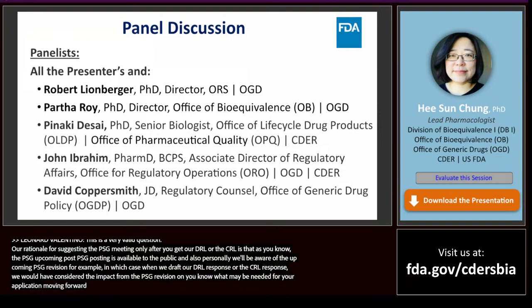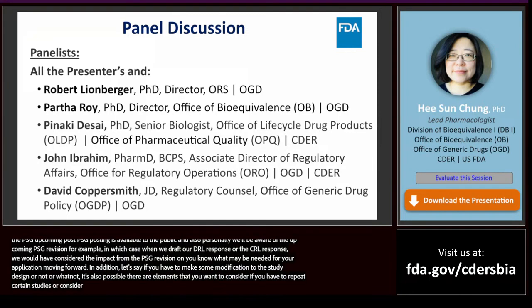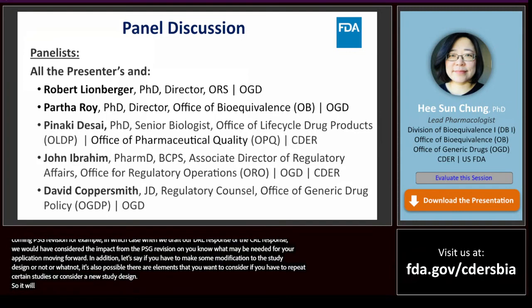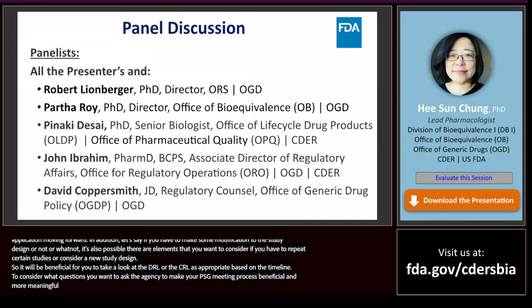In addition, let's say if you have to make some modification to the study design or not, it's also possible there are elements that you want to consider if you have to repeat certain study or consider a new study design. And so it would be beneficial for you to take a look at the DRL or the CRL as appropriate based on the timeline to consider what questions you want to ask the agency to make your PSG meeting process beneficial and more meaningful for your generic program moving forward.